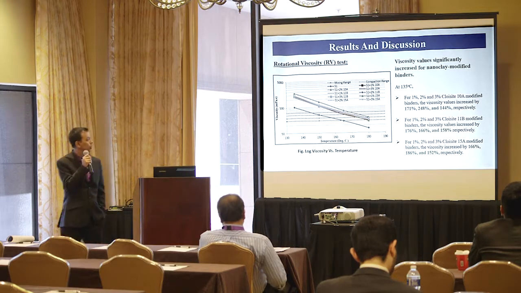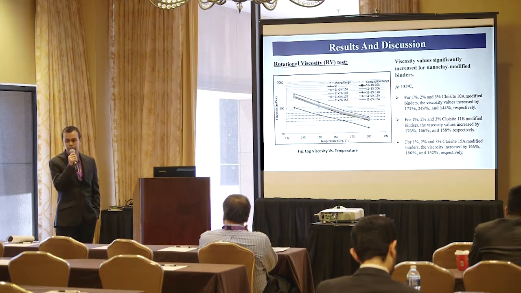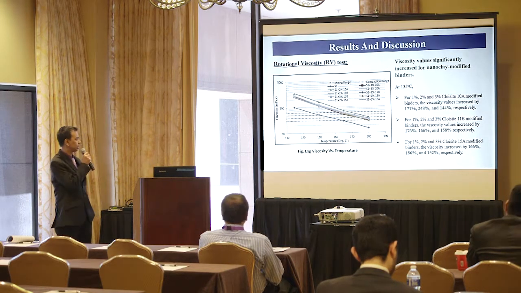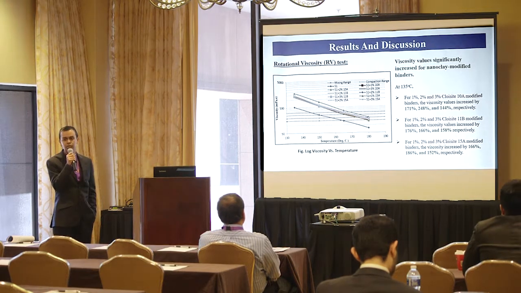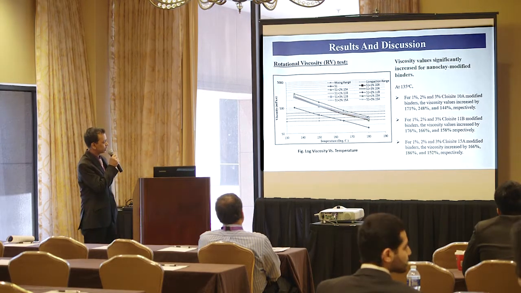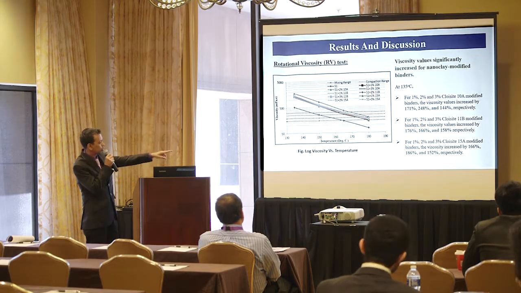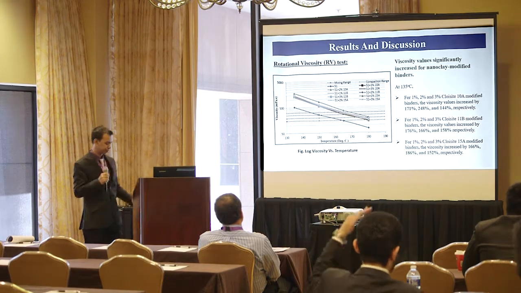After we blended the sample, we did some laboratory tests to find out the viscosity. There is the graph. The viscosity is normally higher compared to the neat binder when we mix nanoclay with the asphalt binder. At 135 degrees Celsius, the viscosity value is increased for 1%, 2%, and 3% Cloisite. And this is the maximum when we mixed 1% 15A nanoclay with the asphalt binder.